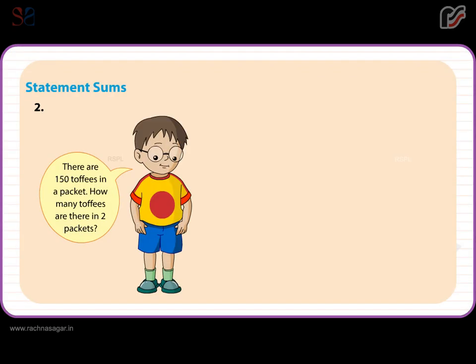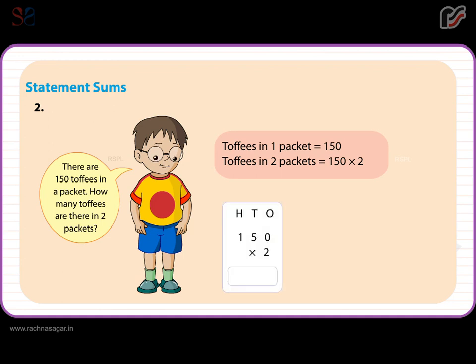There are 150 toffees in a packet. How many toffees are there in 2 packets? Toffees in 1 packet is equal to 150. Toffees in 2 packets is equal to 150 multiplied by 2. 150 multiplied by 2 is equal to 300 toffees.